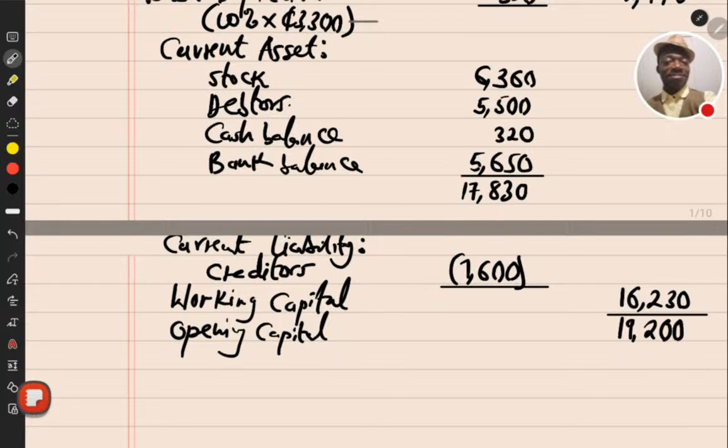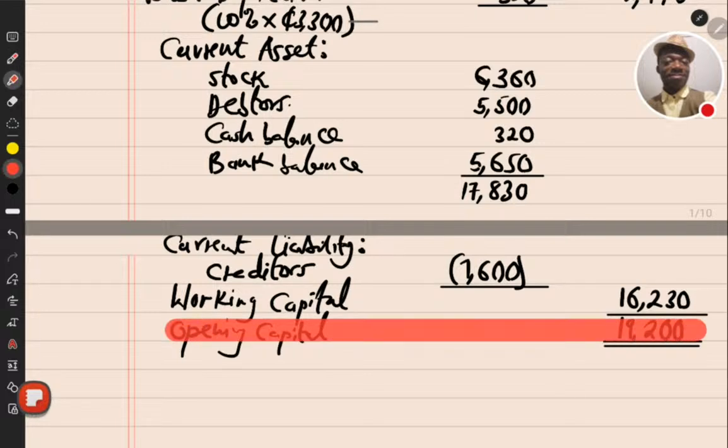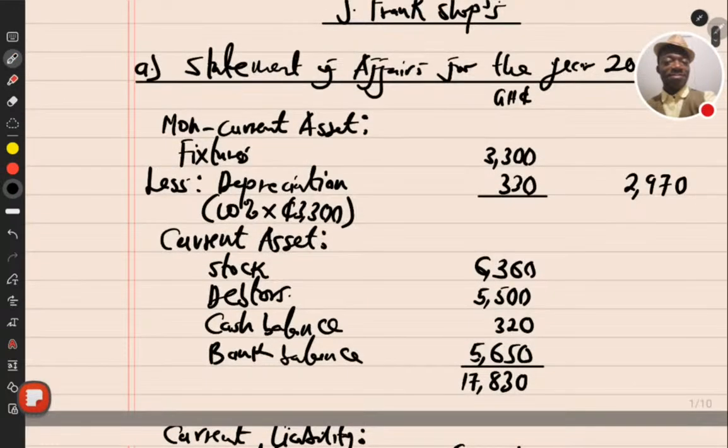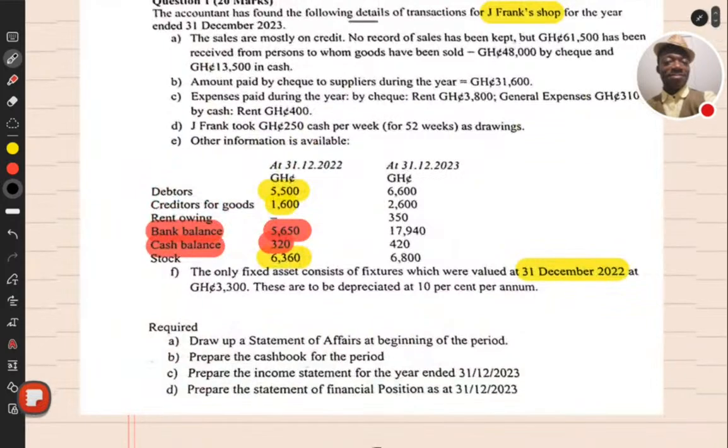19,200, and you are good to go. So that will give us what? Our opening capital. So we prepare that statement of affairs for us to know the opening and closing capital of the business. And that is what? 19,200. So let's take note of that. 19,200. So that is part A of the question, the statement of affairs as at the beginning of the period.